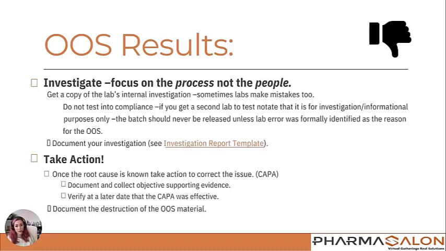The batch should never be released unless the original lab found an error that was formally identified, and that was the reason for the OOS. So if that original lab that reported OOS results does an investigation internally and realizes it was their error and they retest it and it passes, that's okay. That can be released. If you have a second lab try to invalidate the first lab's results, that's called testing into compliance, and we really don't want to do it. It's not a good practice, okay?